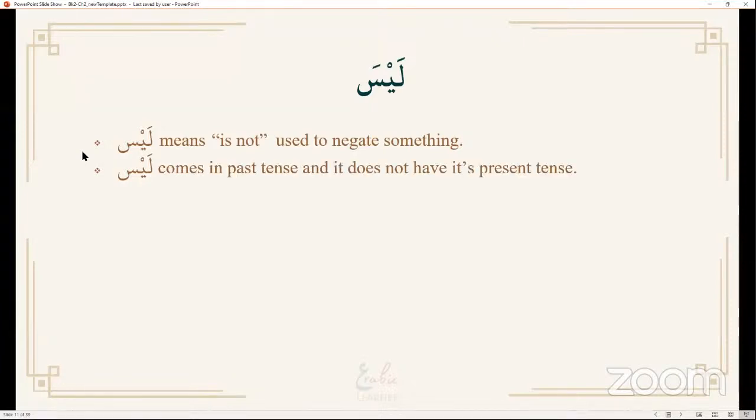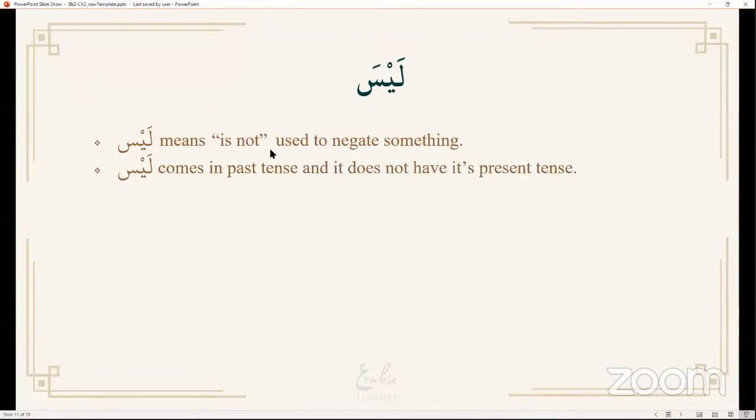Now one of the sisters of kana is called Laysa. I told you all these are naqis, and all the naqis behave the same way. So Laysa will also behave like kana. The meaning of Laysa is not. Normally it is used to negate something.